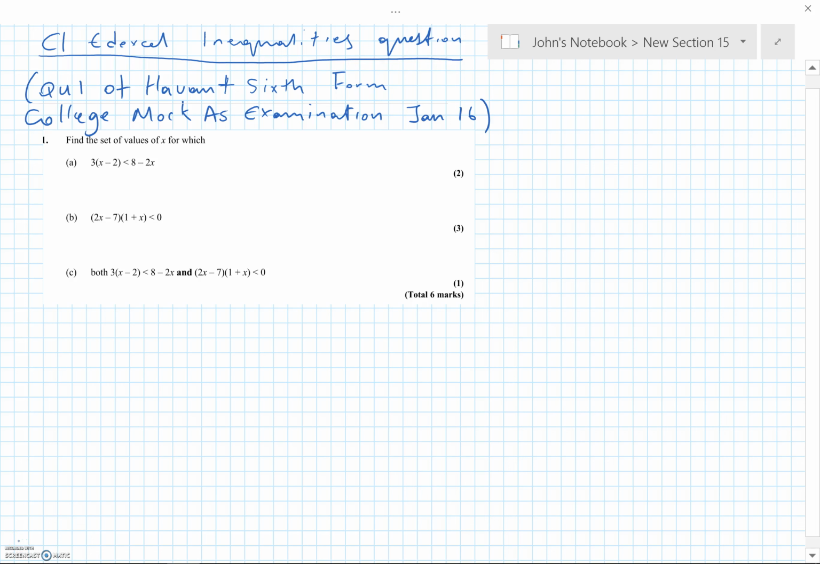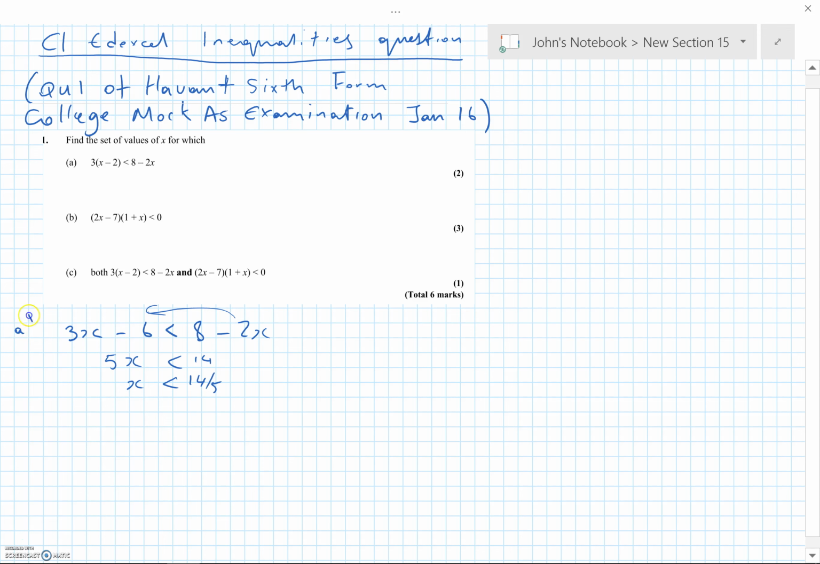A fairly standard Edexcel exam question here on inequalities. First bit's linear, so it shouldn't trouble us. Just need to be careful that we respect the fact that you can't times or divide by a negative, but you don't really have to here anyway, because you can just take the minus 2x to the other side to get 5x is less than 14, so x is less than 14 over 5, 2.8. Can leave it as 14 over 5.